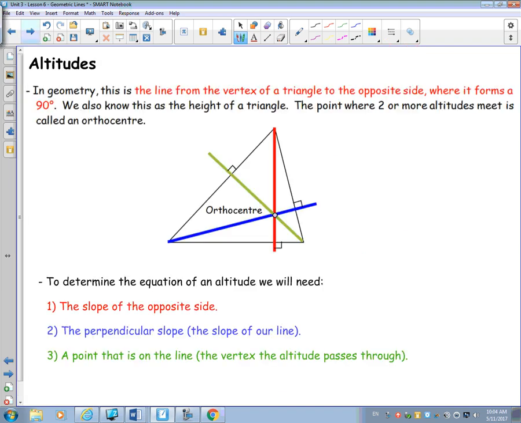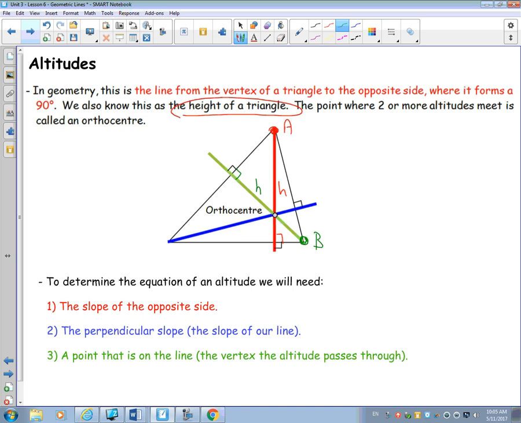So idea number 1, new idea, an altitude. An altitude, in geometry, is the line from the vertex of a triangle to the opposite side where it forms a 90-degree angle. We know this as the height of a triangle. If you look at that red line, it goes from up here at vertex A straight down to the other side at a right angle. Isn't that your height? But there's more than one height in a triangle, depending on your point of view. If I did this one and called this B, well, to the opposite side there's a right angle, that would be the height also. And those heights are not the same size because they're drawn in different spots.